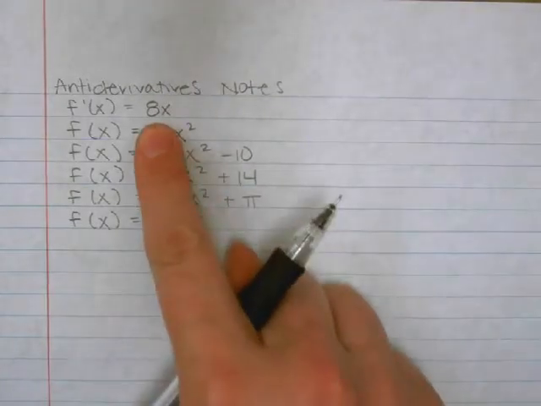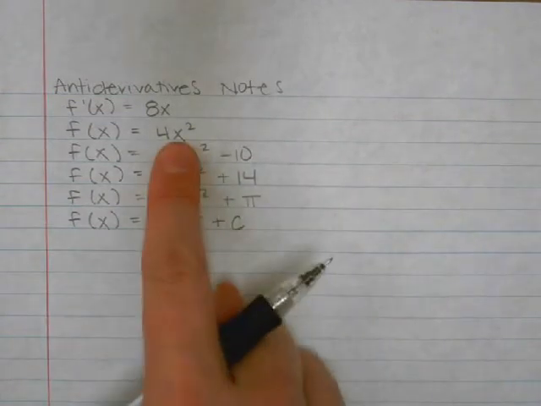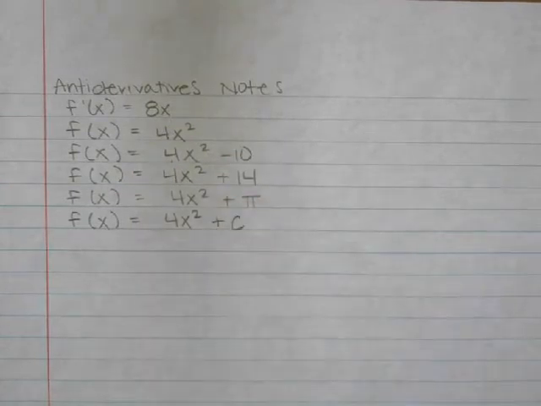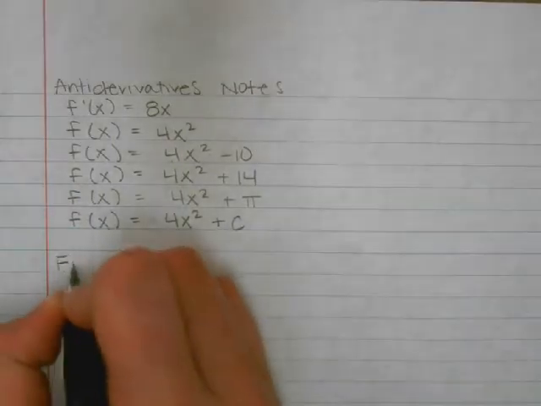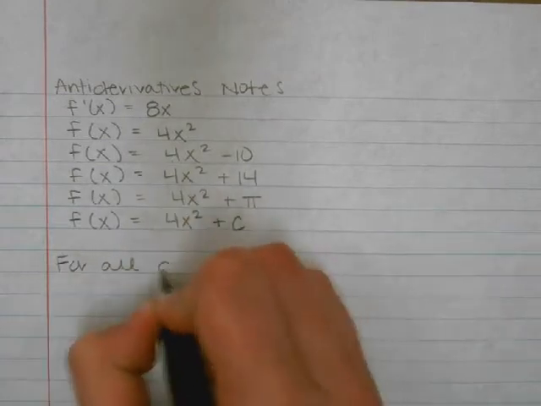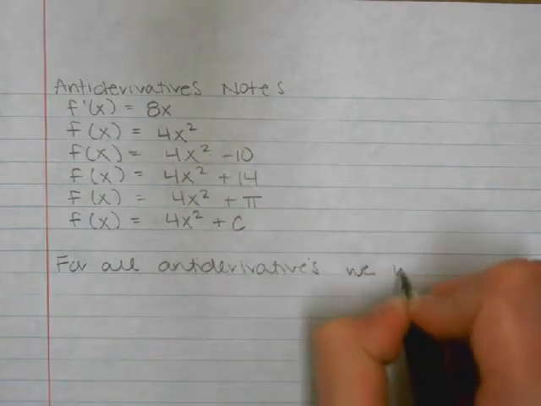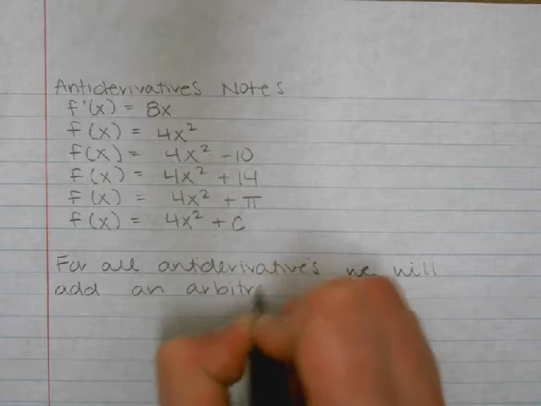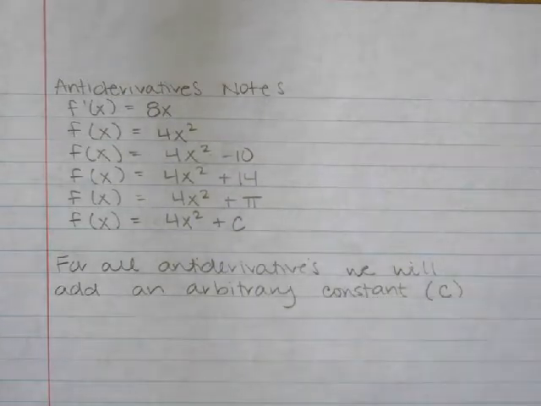So when we find antiderivatives, we're always going to say that the original function that gave us a derivative of 8x would be 4x squared plus c. And that c value could be 0, so that the original function really was just 4x squared. But it could also have been any of these other numbers added on the end or subtracted on the end. So c represents a positive or a negative constant number. Any constant could fit in there. All right, so we're going to say on our notes, so we don't forget, for all antiderivatives, we will add an arbitrary constant. And so that's the c that we put on the end.